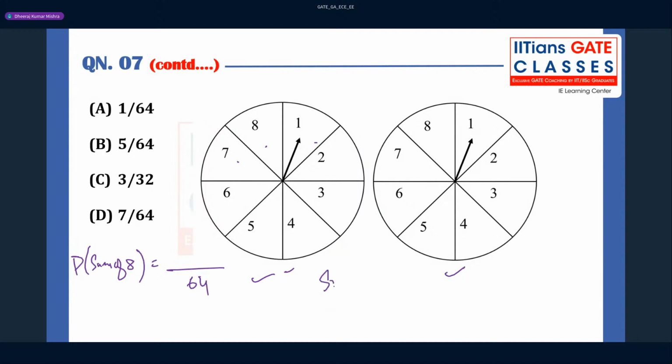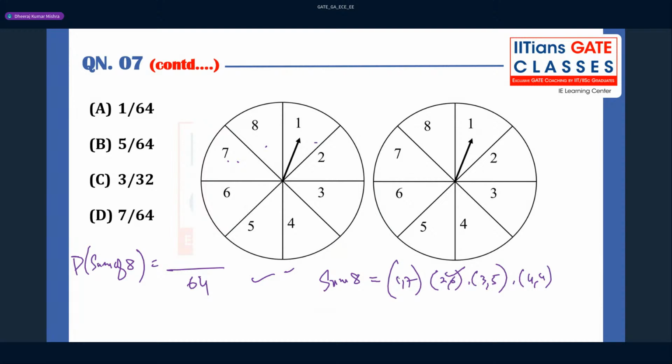Sum should be 8 means what, guys? What are the possibilities, you can say? So there should be 1 and 7, right? And 2 and 6, right? 3 and 5, and 4 and 4.